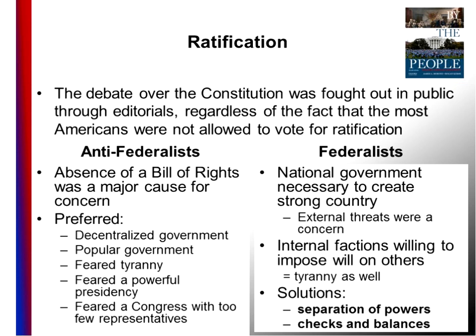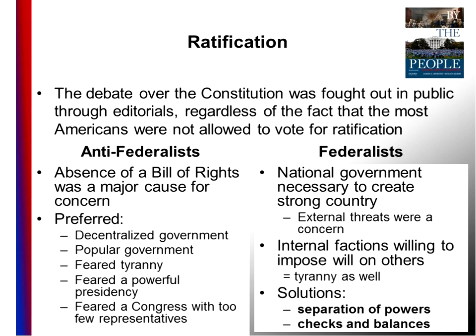So the Anti-Federalists were really upset because they saw an absence of a Bill of Rights. They said, where is the limited government? Remember we talked about in Chapter 2, one of the main ideas was limited government. Well, where's the limited government, they said. We don't see the limited government. And so they preferred the Articles of Confederation because it was a limited government. It was decentralized. Most of the power was in the state, so that meant that there was popular government. They feared a tyranny. They feared, who is this new president that they speak of, this powerful presidency? They feared a Congress with too few representatives.